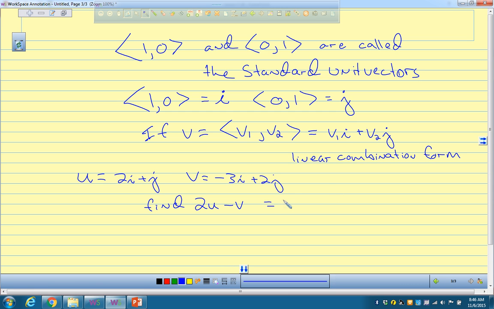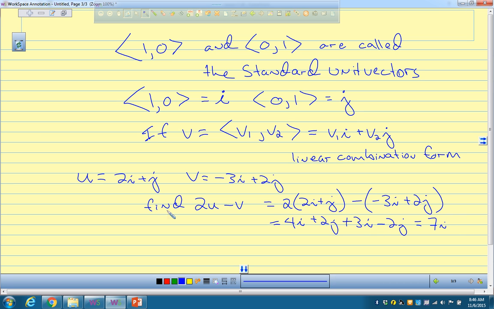So 2u is going to be 2 times (2i plus j), and minus v, minus (negative 3i plus 2j), and so that makes, distribute, 4i plus 2j plus 3i minus 2j, and then you just combine your like terms, right? So you have 4i plus 3i is 7i, and 2j minus 2j, that's it, right? No j's, so it's just plain old 7i.